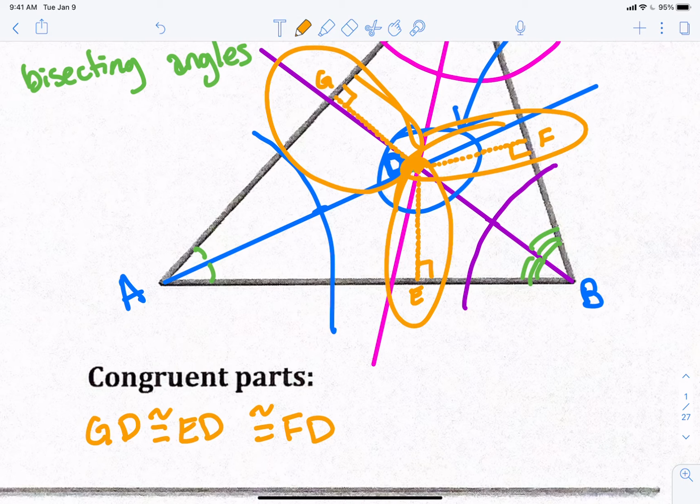Because in this one, when we're bisecting the angles, it's actually the distance to the sides that's the same. So like literally every orange line.